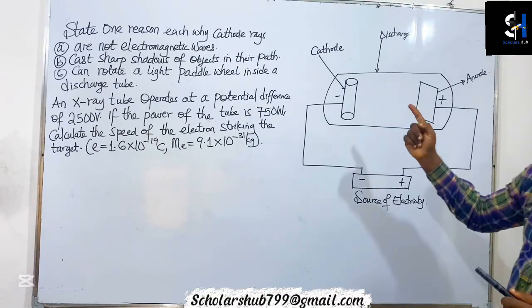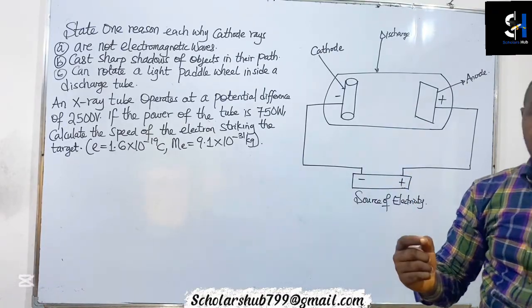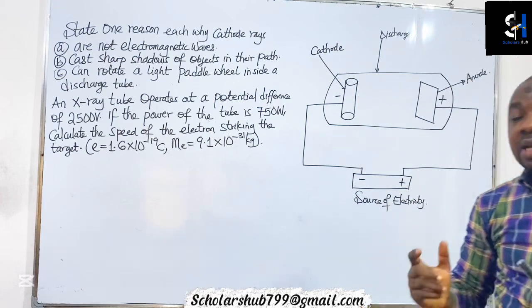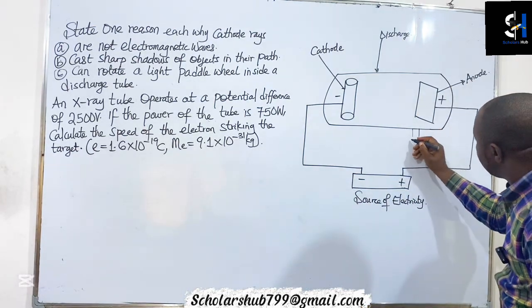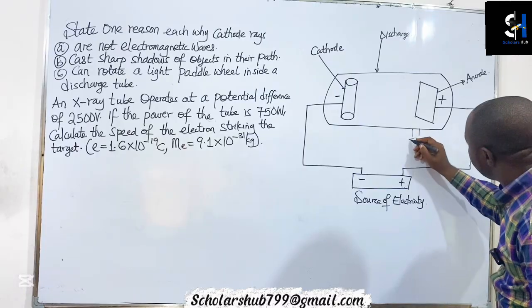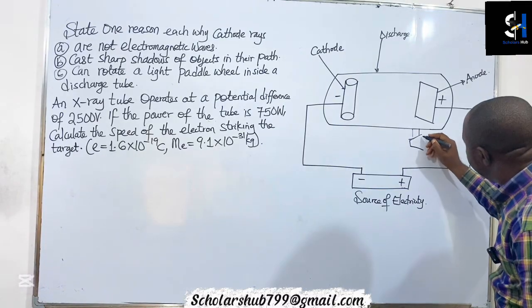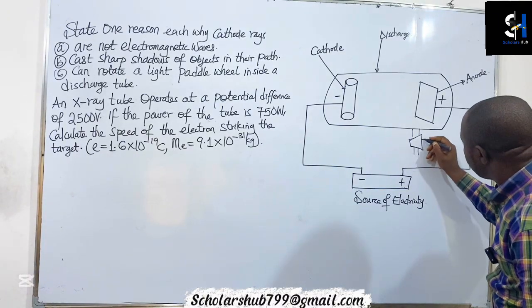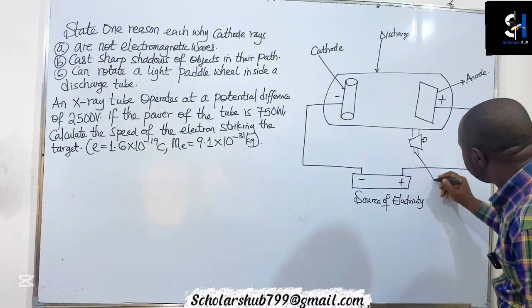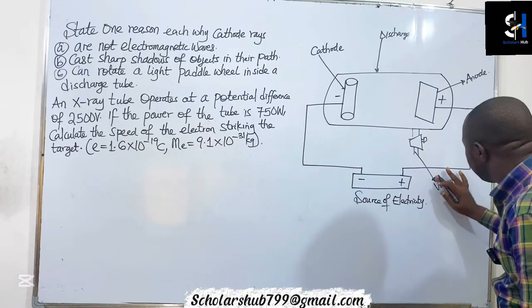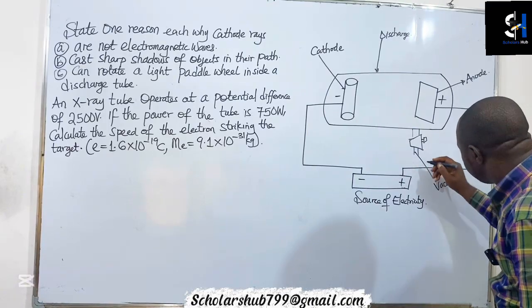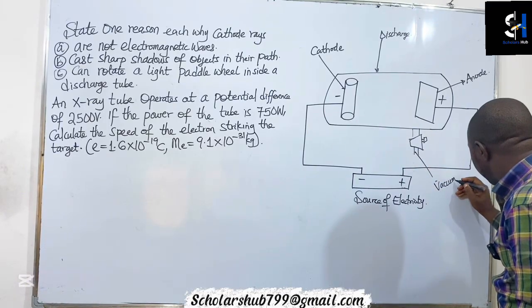Now, the glass tube has a side tube with a stopcock, and that is what we call the vacuum pump. So it will be somewhere here. This is what the vacuum pump looks like. So we have the vacuum pump.